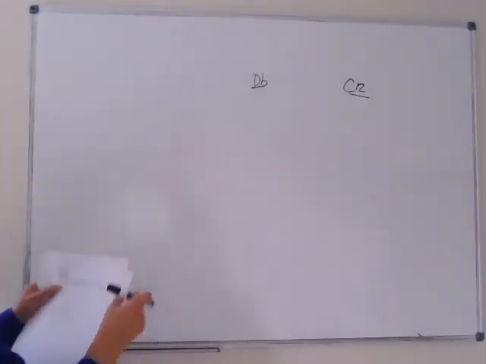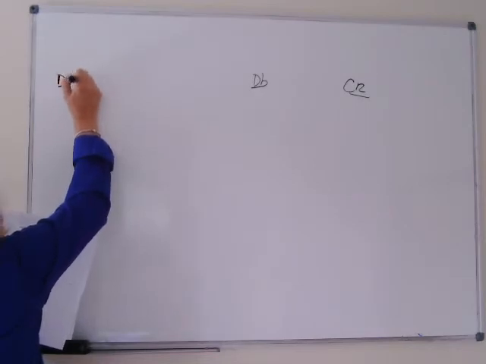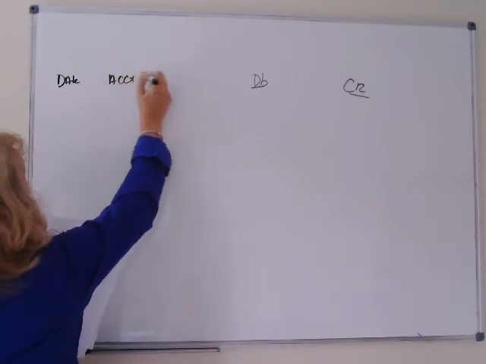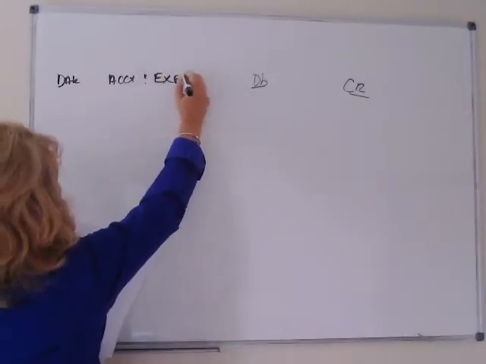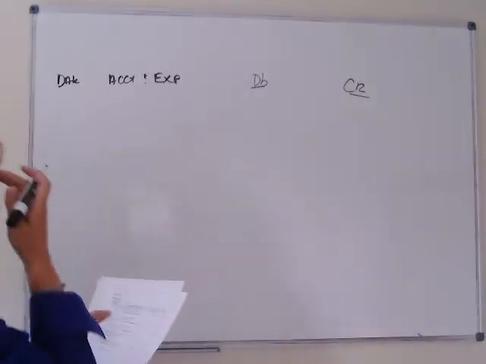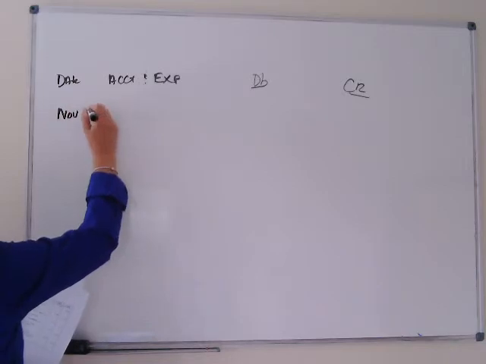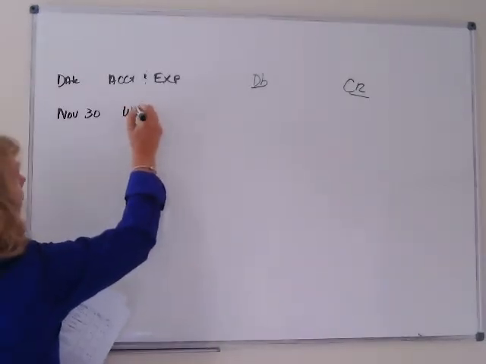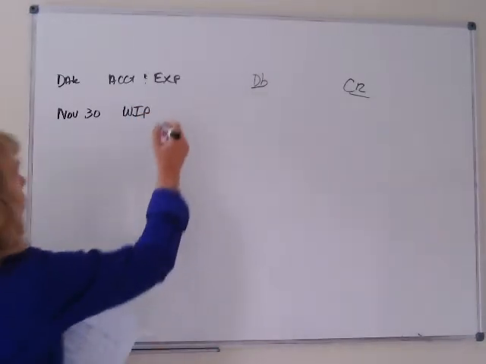All right, you will have the date and account and explanation. I'm not going to put the whole thing, okay? All right, so the date is November 30th. The first journal entry is WIP. When you work in the lab, you will pick work in process inventory.